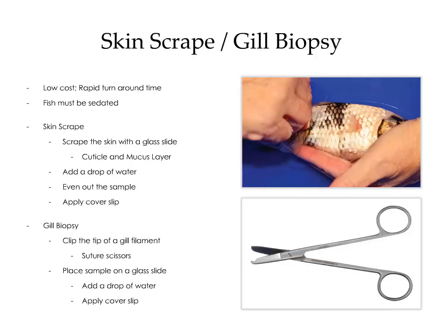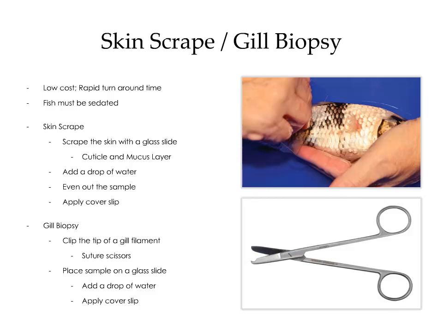Skin scrapes and gill biopsies are an excellent diagnostic tool. They're low in cost and have a rapid turnaround time. However, the fish has to be sedated. For skin scrapes, the skin is scraped by using the edge of a glass slide. By scraping the skin, you can extract a sample of the cuticle and mucus layer. Add a drop of water, even out the sample, apply a cover slip, and look under the microscope. You should be able to identify most parasites based on their morphology and pattern of movement.